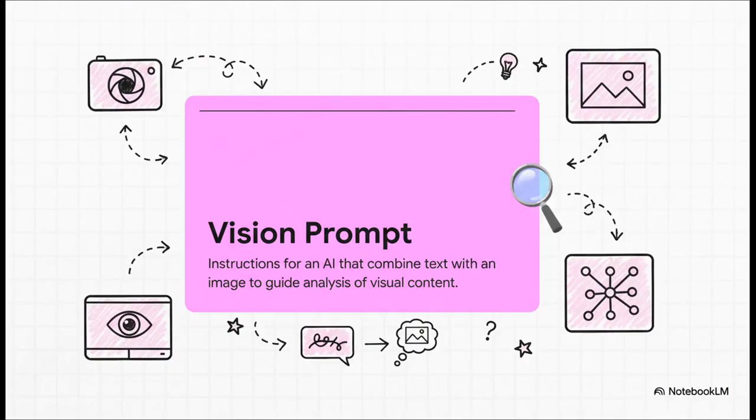So what exactly is a vision prompt? It's pretty simple, really. It's an instruction for an AI that uses both text and an image. You're not just asking it to write something, you're guiding it. You're telling it how to look at, interpret, and pull specific bits of information out of whatever you show it. It's really the bridge between just seeing something and actually understanding it.